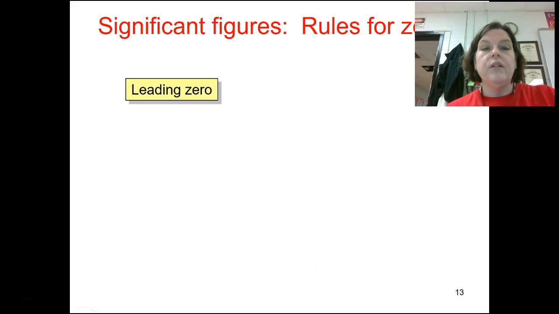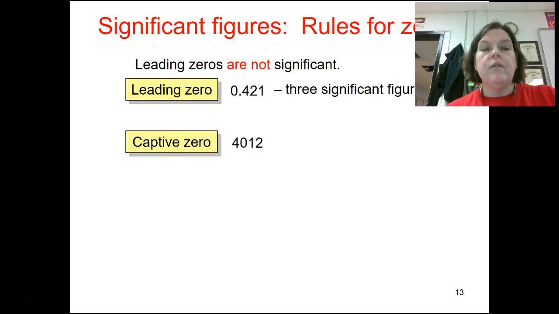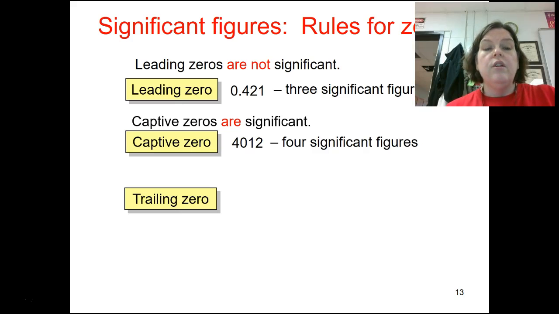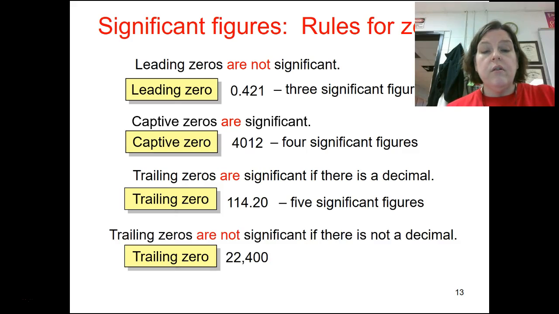Okay, rules for zeros, again. Leading zeros, if they're leading zeros, they don't count. Okay, so we have 3 significant figures here. Captive zeros. Captive zeros do count. They are significant, so we have 4 significant figures here. Trailing zeros, we've got 2 kinds of trailing zeros. So we have trailing zeros with decimals, and they all count, 5 significant figures. And then we have trailing zeros with no decimals, and they are not significant. So we only have 3.